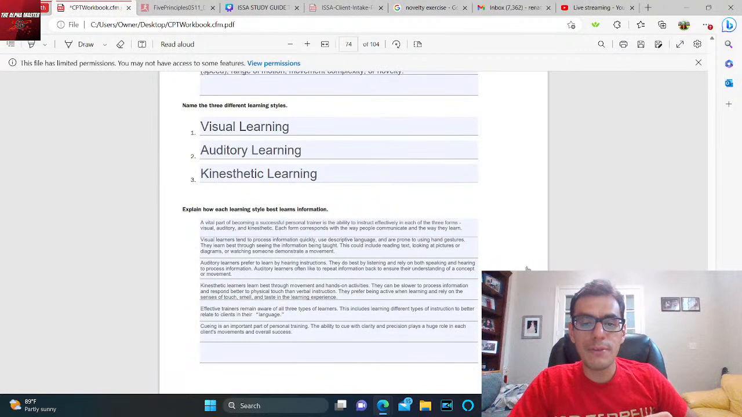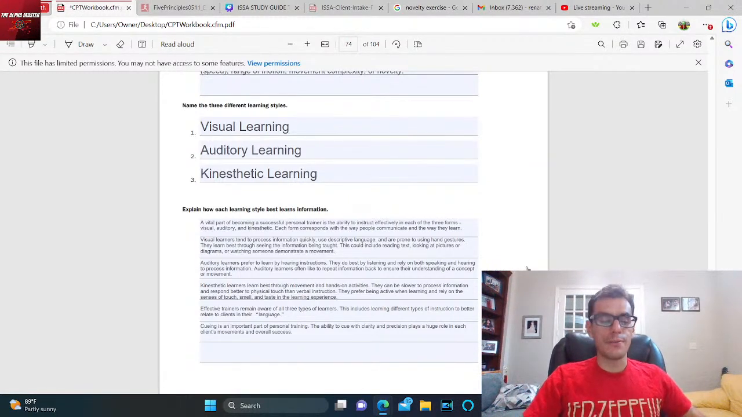Effective trainers remain aware of all three types of learners. This includes learning different types of instruction to better relate to clients in their language. Cueing is an important part of personal training. Cueing is the ability to cue with clarity and precision, and it plays a huge role in each of the client's movements and overall success.